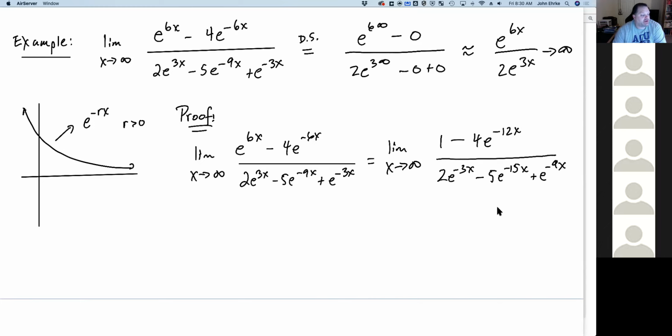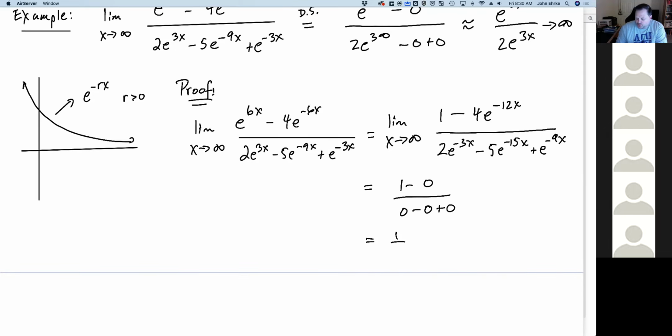So what you can see now is if you try to evaluate at infinity, all of the decaying exponentials are going to go to 0. So you'll be left with 1 minus 0 over 0 minus 0 plus 0, which is 1 over 0, which we know tends to infinity.